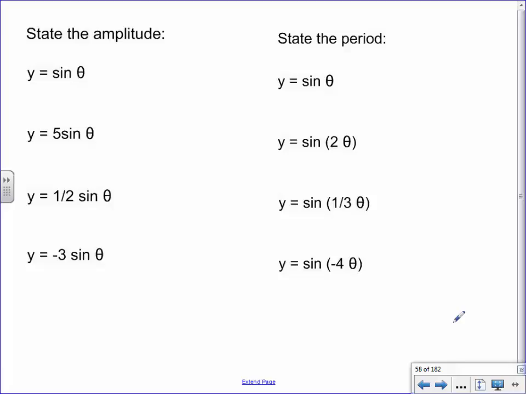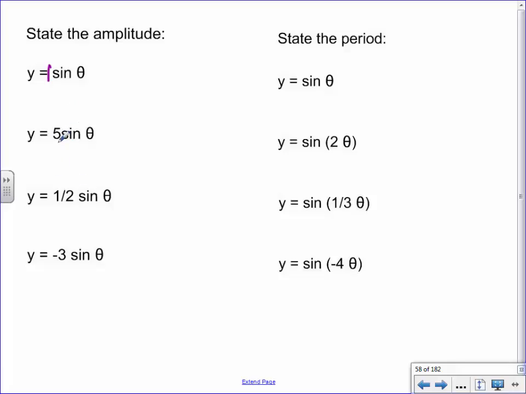So let's just talk through these ones here. You don't even need to write them down. What would the amplitude of this sine graph here be? What's the amplitude of any sine graph? How tall does it get? I can tell you that because there's a 1 written right there. We don't usually write the 1, but that makes sense.